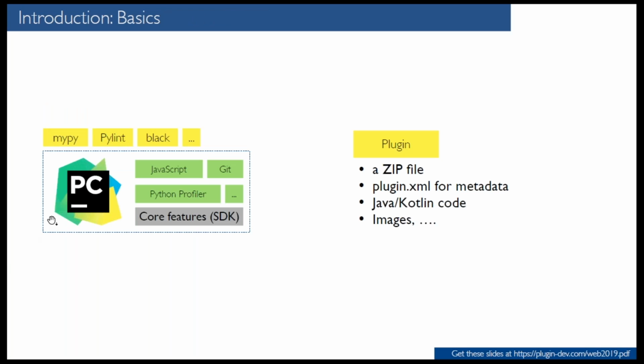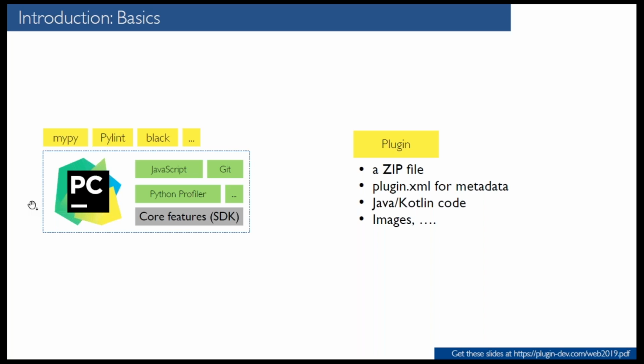First of all, on the left side, you see the PyCharm logo and a box around that. All of that is included when you download it. So there's a set of core features, which is the SDK, and a set of plugins which come shipped with a download on top of that SDK. Plugins can be disabled, but bundled plugins can't be uninstalled, so you can only disable them, and you can choose any plugin you like.